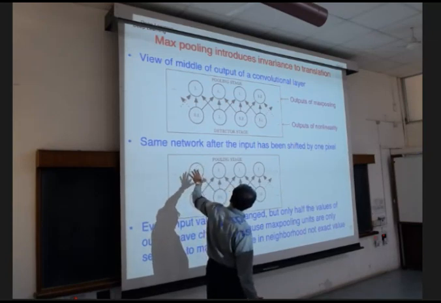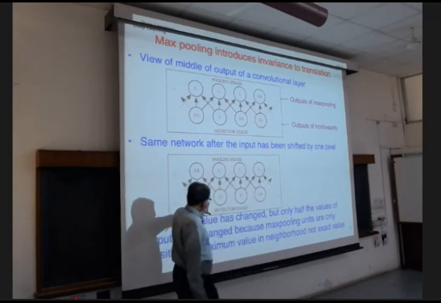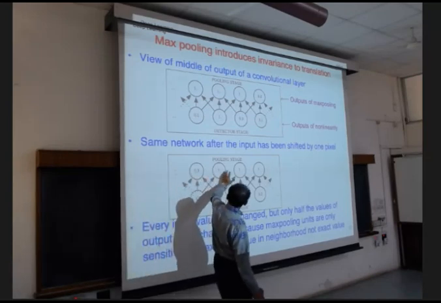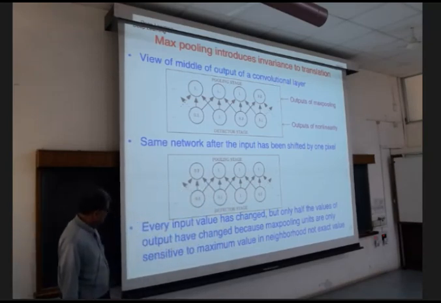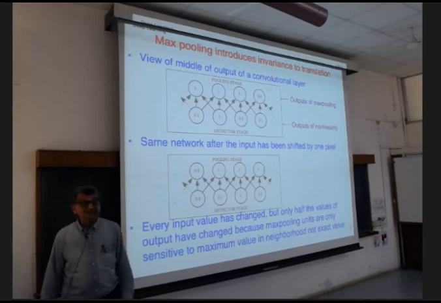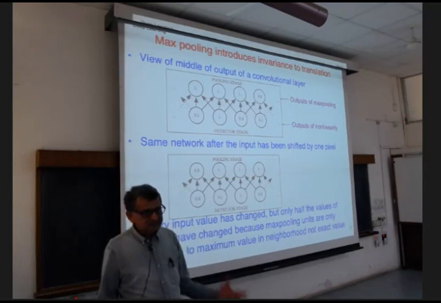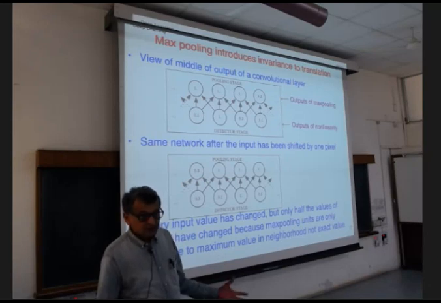At the output, every element of the input has changed, but only half the values of the output have changed. These have remained the same, one that has become one, and the change of 0.3, because max pooling units are only sensitive to the maximum value in the neighborhood, not the exact value. It gives you a bit of intuition why pooling, such a simple operation, has such a tremendous influence, such as invariance to all kinds of things in the image.